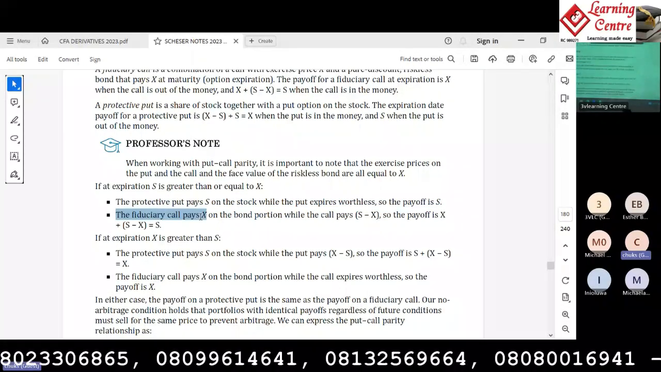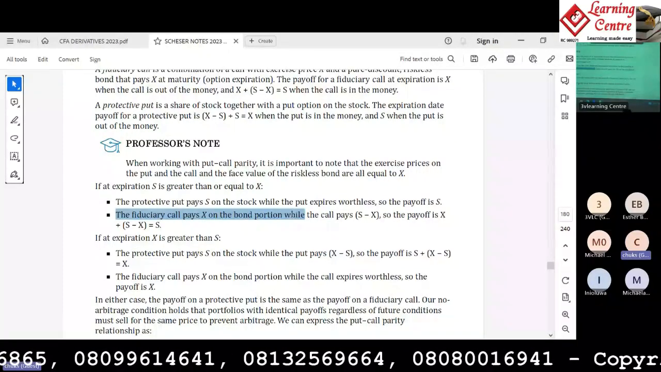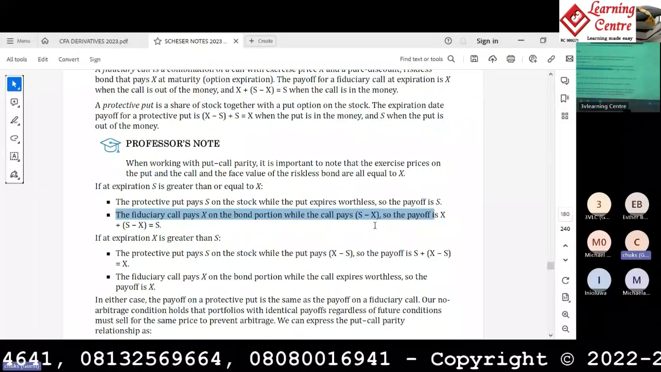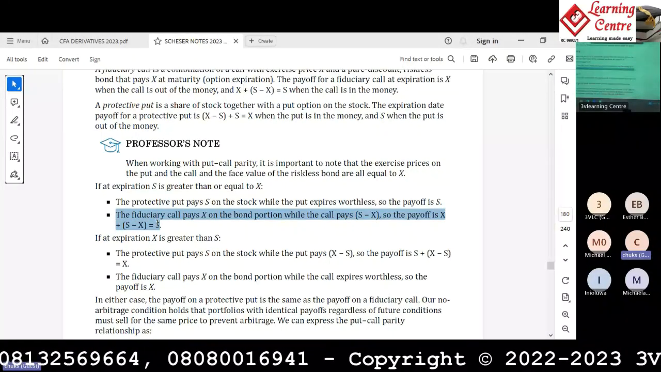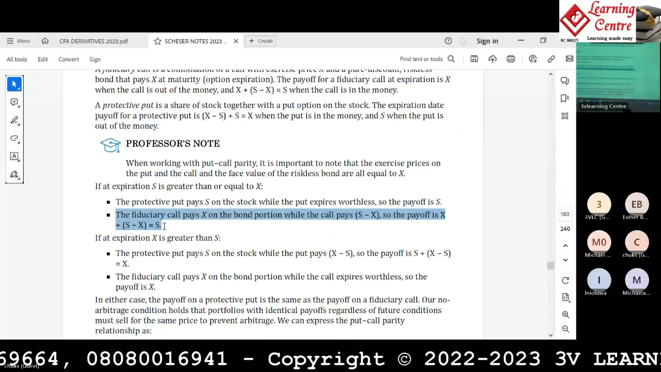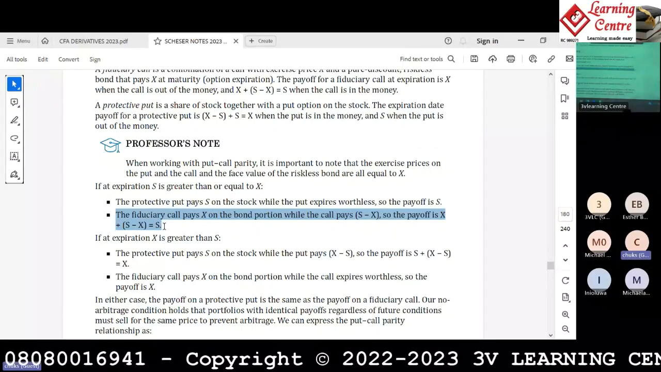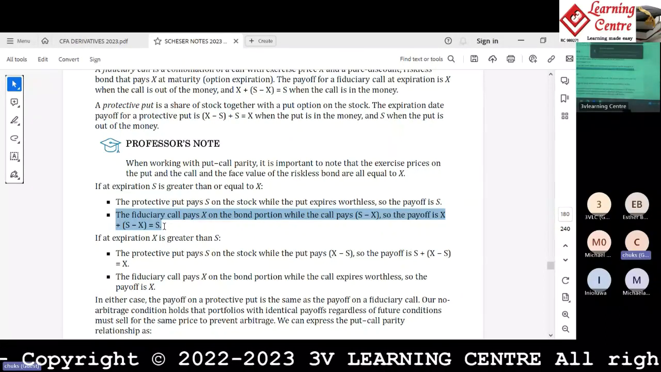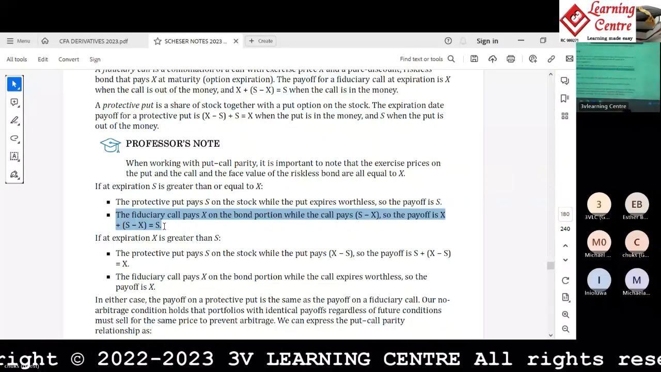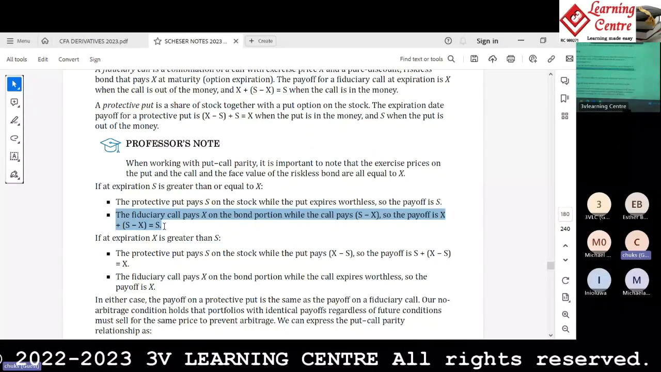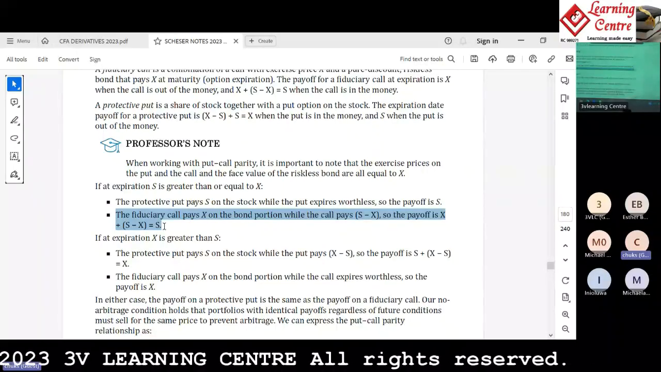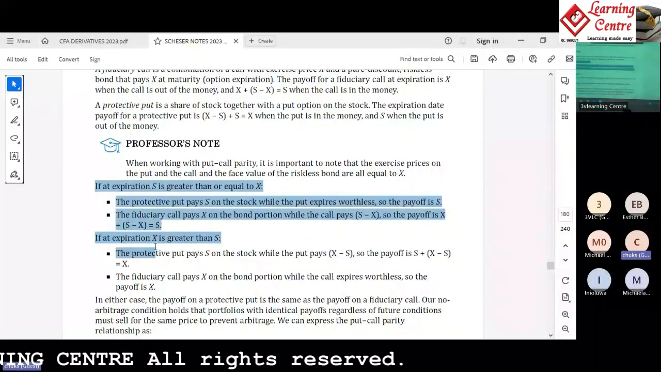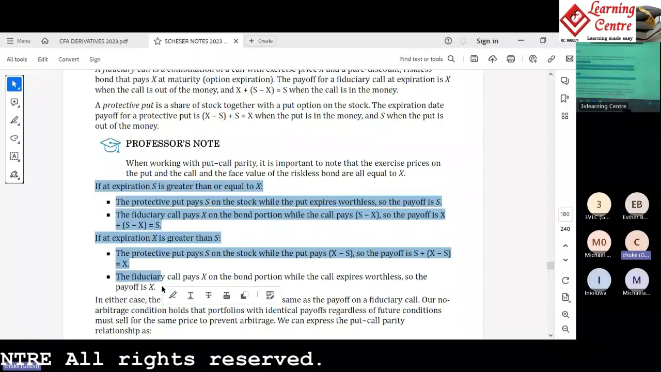The fiduciary call pays X on the bond portion, while the call pays S minus X. So the payoff is X plus S minus X, which equals S. It's all English. What does it mean? The person that wants to buy this asset, the difference between S and X will now be added to the X to give us the S at the end of the day. So this is just telling us the same thing we have said. They will both be equal to S and they will both be equal to X, depending on the situation.